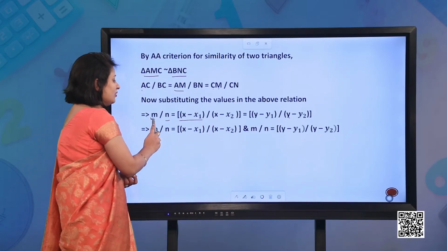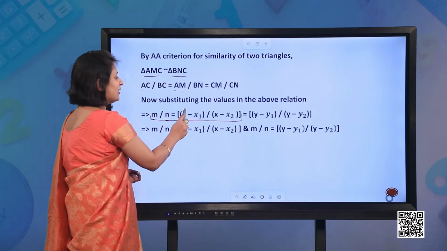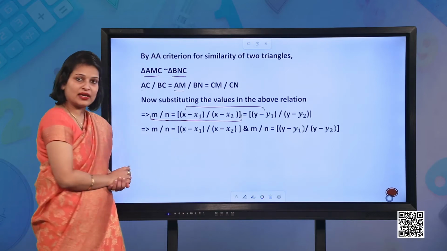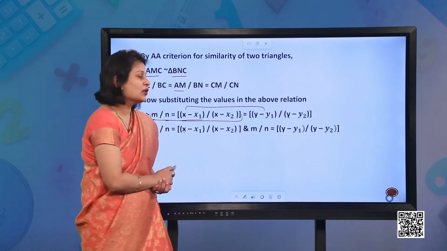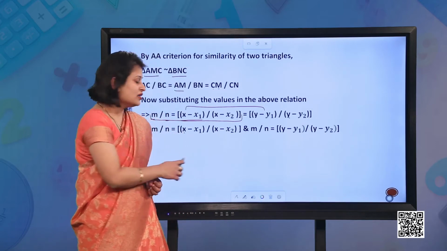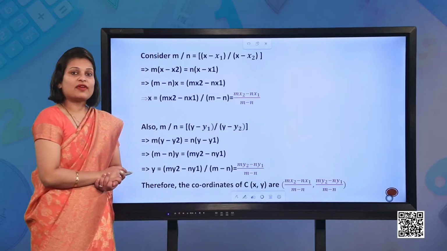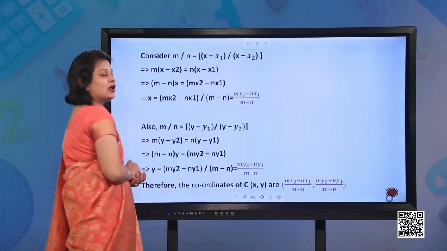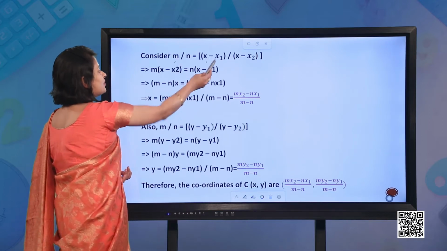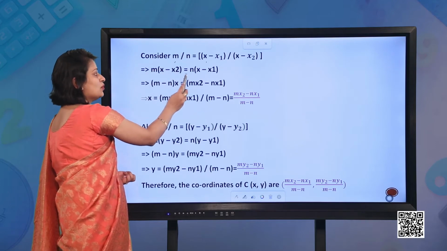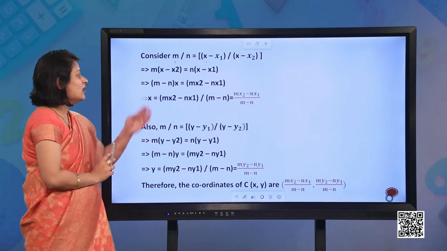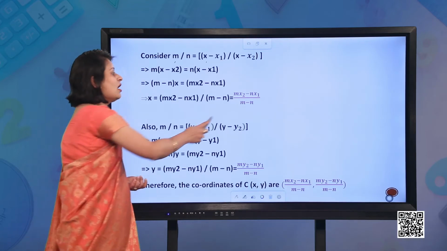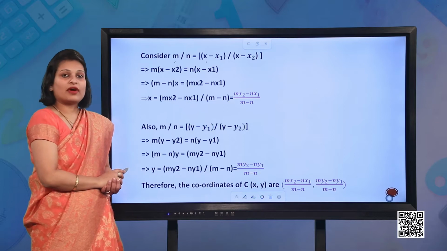So you can write that m upon n is equal to (x minus x1) upon (x minus x2), and m upon n is equal to (y minus y1) upon (y minus y2). Now we need to calculate the values of x and y. For this, first consider m upon n equals (x minus x1) upon (x minus x2). Cross multiply. What will you get? m(x minus x2) is equal to n(x minus x1). Solve for x. You will get x as (m x2 minus n x1) upon (m minus n). And now for the y coordinate, what will you do?